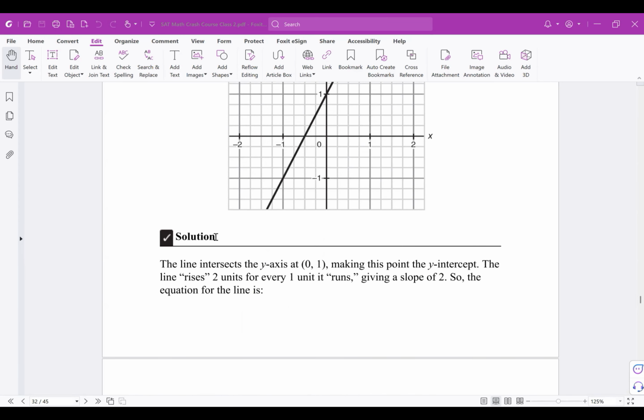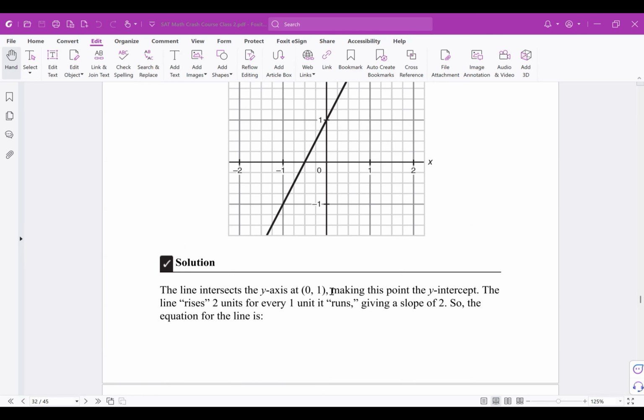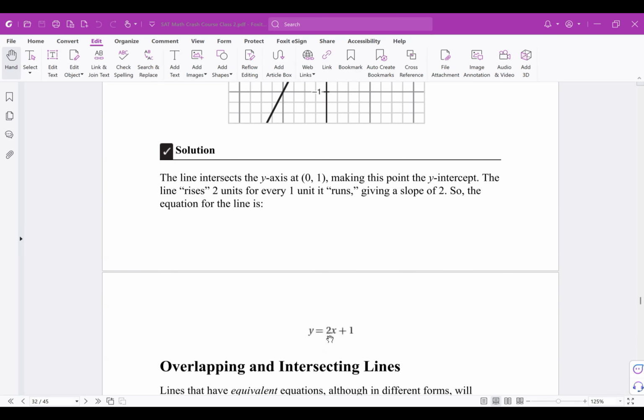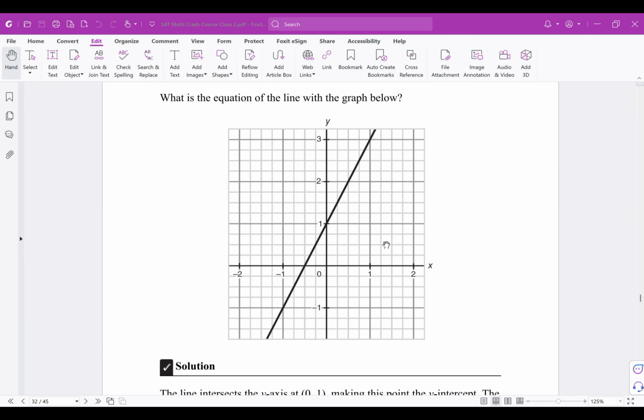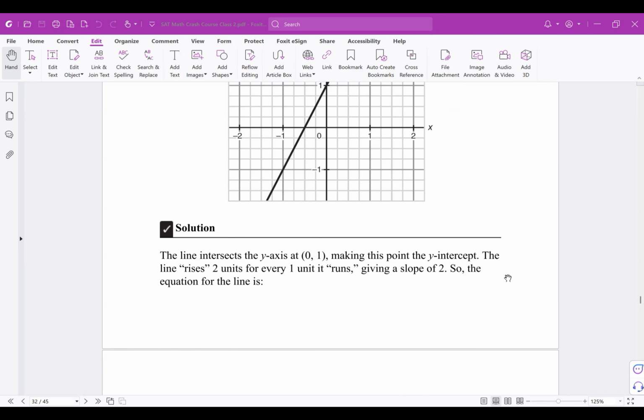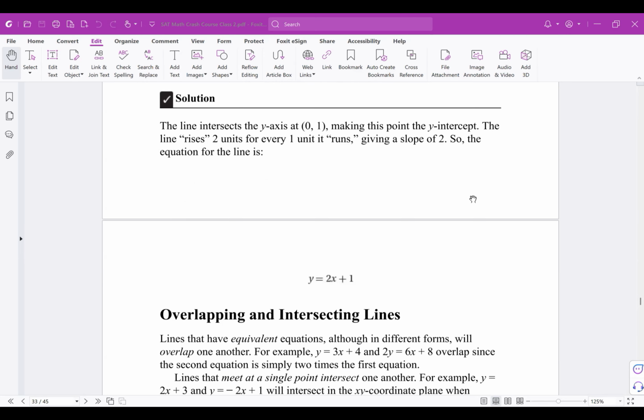So they're doing the same way as I was telling. The line intersects the y-axis at 0, comma 1, making this point the y-intercept. That line rises 2 units for every 1 unit it runs, giving a slope of 2. So the equation of the line is y equals 2x plus 1. They are doing it in a different way, which I was talking about. If you understand this method, that's completely okay and fine. You don't have to follow me. If you can do it on your own, you're most welcome.